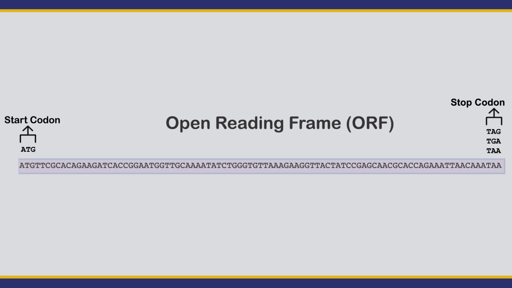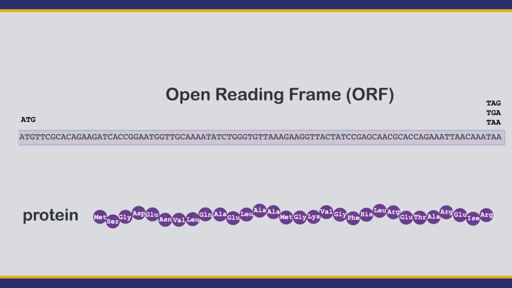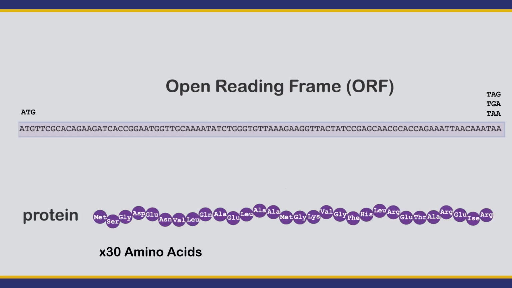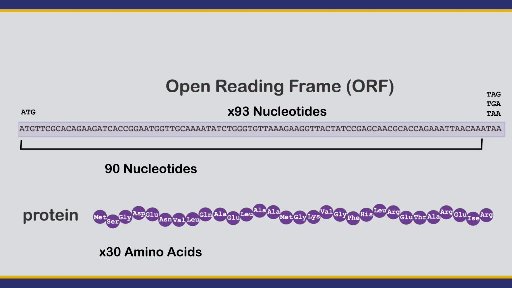Because each 3-nucleotide codon represents a single amino acid, the length of an open reading frame is always a multiple of 3 nucleotides. For example, a protein that is 30 amino acids in length will be coded by an open reading frame that is 93 nucleotides long. 90 nucleotides that make up the 30 codons that code for amino acids, plus the 3 nucleotides of the stop codon, which do not code for an amino acid.